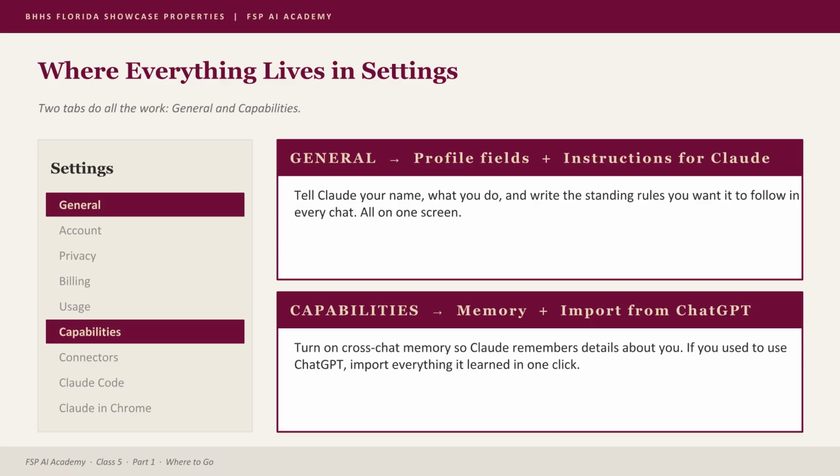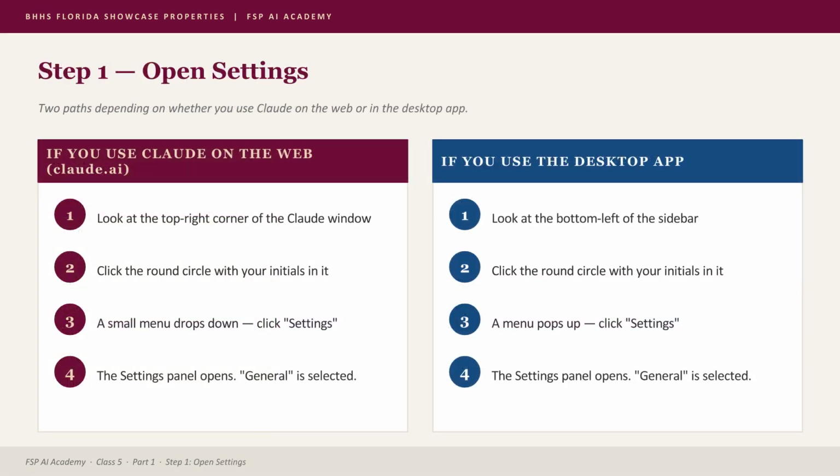Let's open Settings. First step is just opening the Settings panel. There are 2 ways to get there depending on whether you're using Claude on the web or in the desktop app. The buttons are in slightly different places. If you're on the web, Claude.ai in your browser, look at the top right corner. You'll see a round circle with your initials inside it. Click that circle. A small menu drops down. Click Settings. That opens the Settings panel, and General is selected by default.